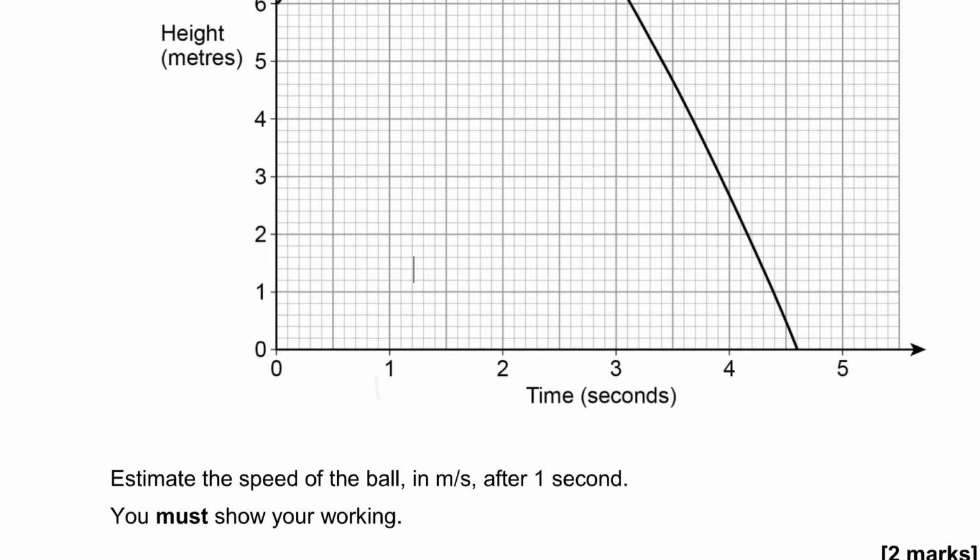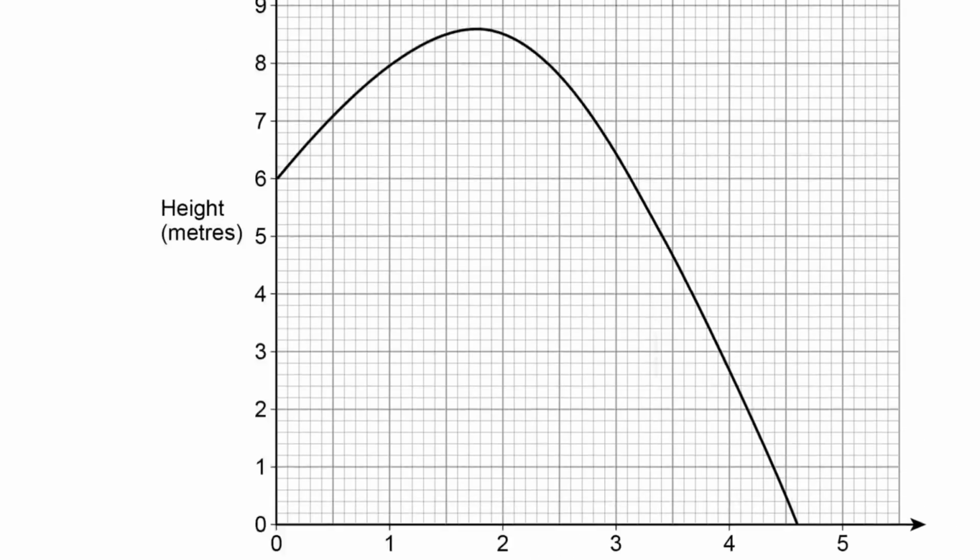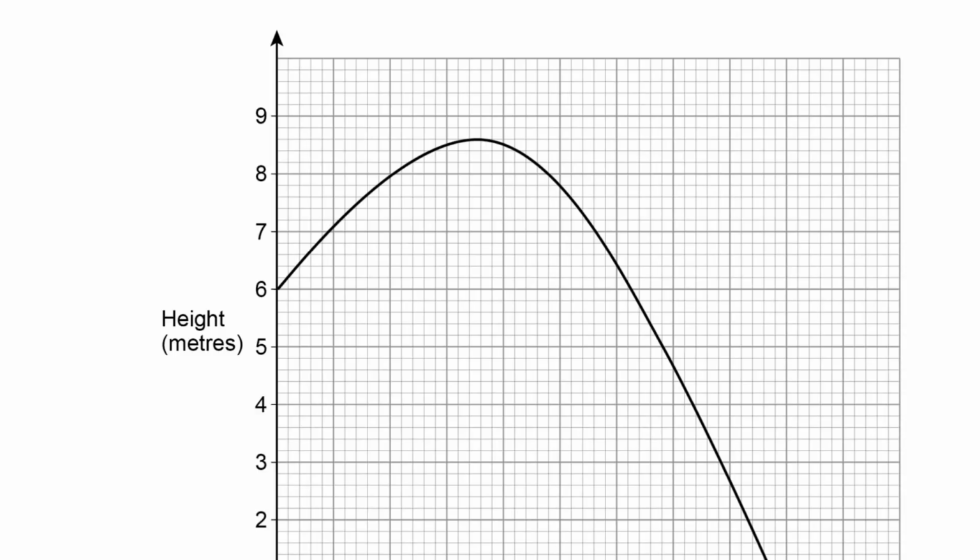Okay, what we need to do though is to estimate the speed of the ball in meters per second after 1 second. Now after 1 second the ball is at this point on the curve, isn't it? Now we've got a distance and time graph here essentially. It says height, but it's actually distance from the ground, isn't it? So our speed is going to be equivalent to the gradient of the distance time graph at that point.